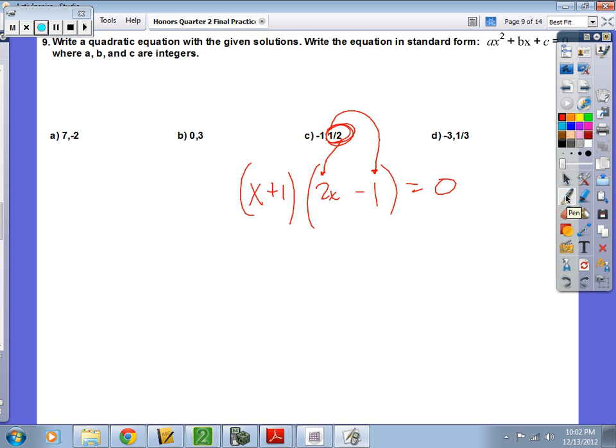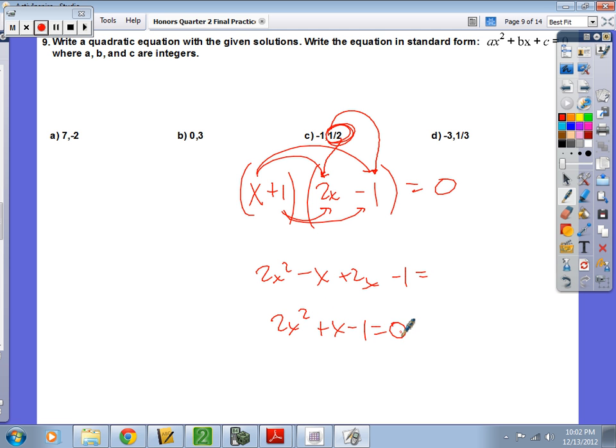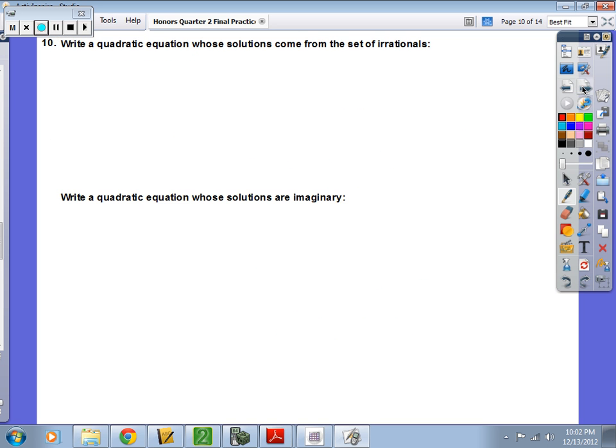So now you just multiply it forward. x times 2x is 2x squared. x times a minus 1 is a minus x. 1 times 2x is plus 2x. 1 times a minus 1 is a minus 1. Combine your like terms: 2x squared plus x minus 1 equals 0. Okay, I think I'm going to stop it and then do a part 2.